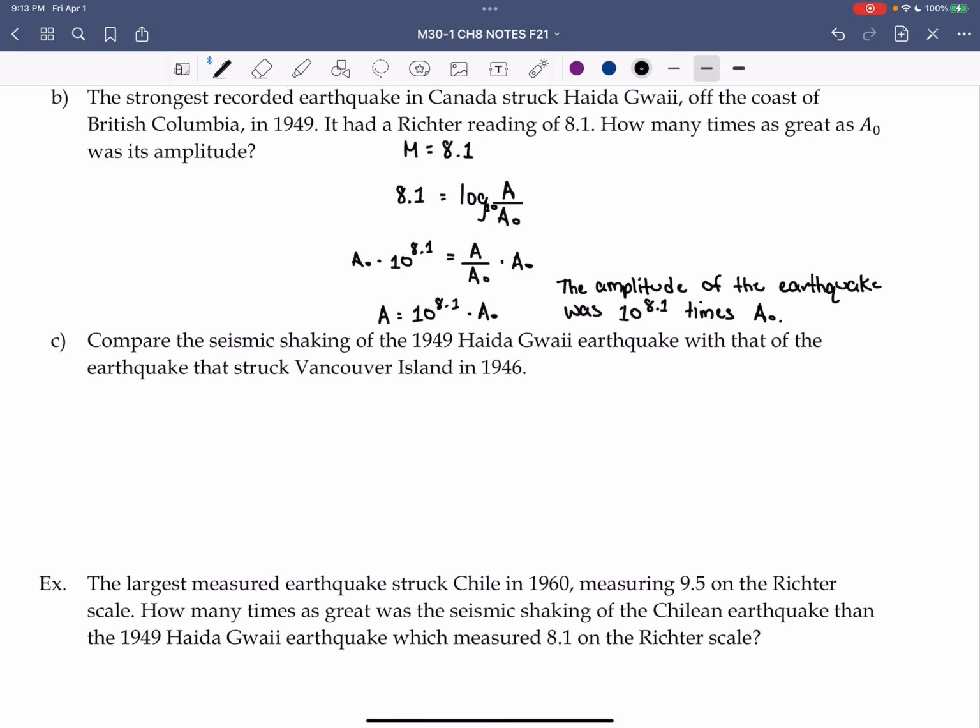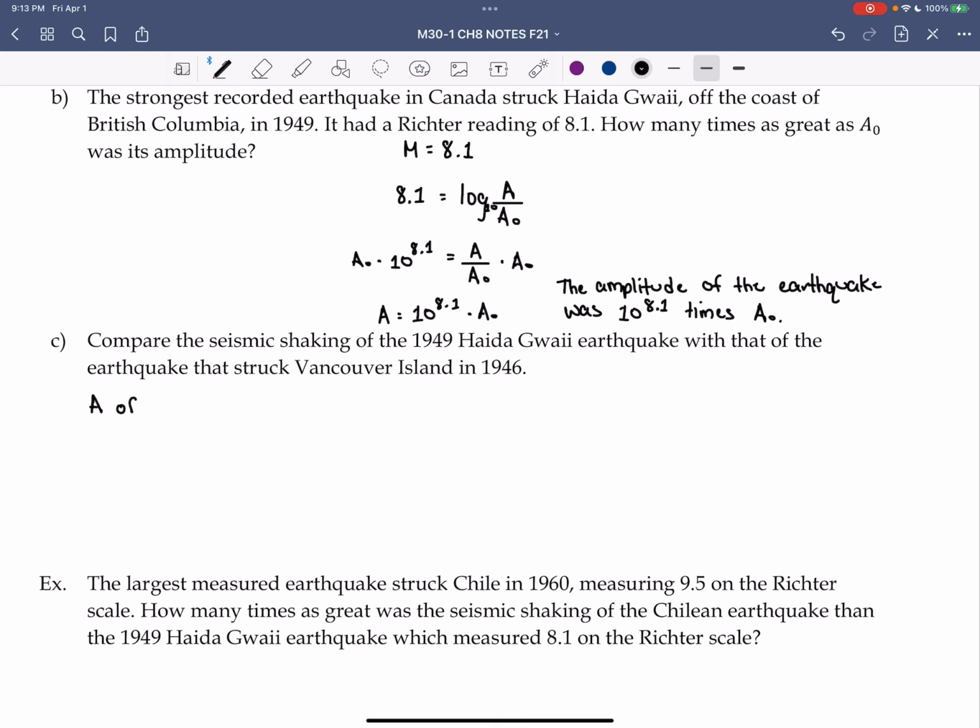Part C, compare the seismic shaking of the 1949 Haida Gwaii earthquake with that of the earthquake that struck Vancouver Island in 1946. So when comparing earthquakes, we want to put the amplitude of one earthquake on top of the other. So we want to compare the Haida Gwaii earthquake to the Vancouver Island earthquake.